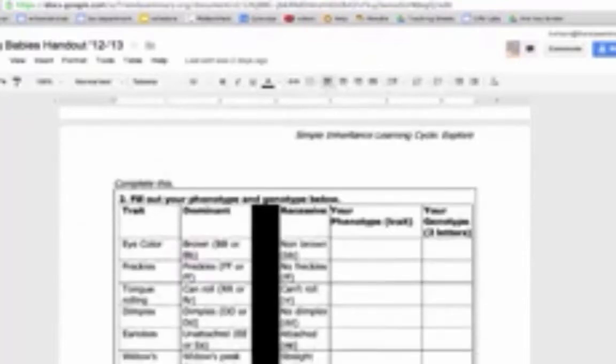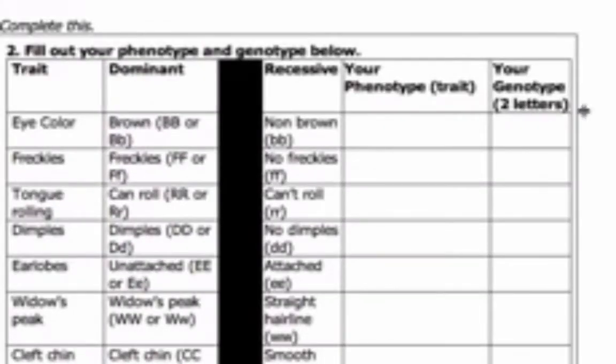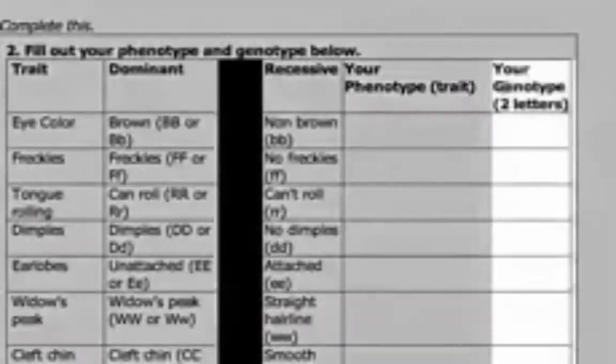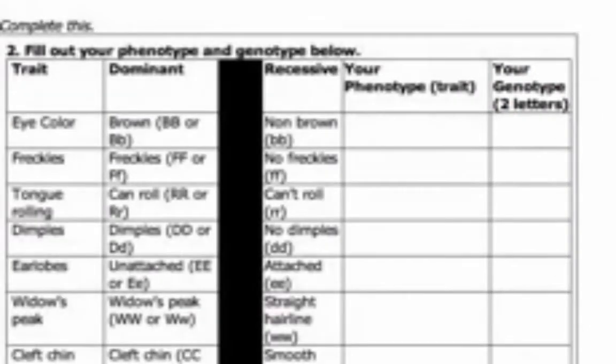When you're filling out the information, make sure the information is consistent with the definition. For example, over here when it says your phenotype or trait, this should be a word like brown or freckles or can't roll or no dimples. It should be actually a trait. While genotype, as it says here, should actually be 2 letters like big B, little b, or big F, big F. So make sure that your answers are consistent with the definitions of the word.